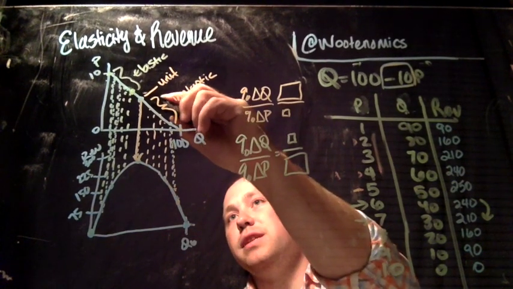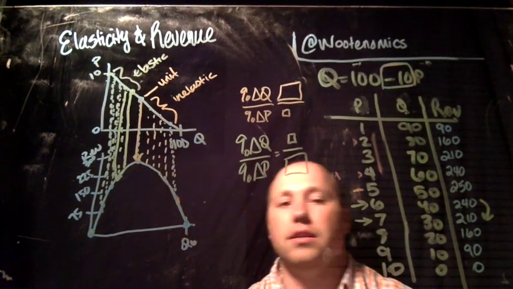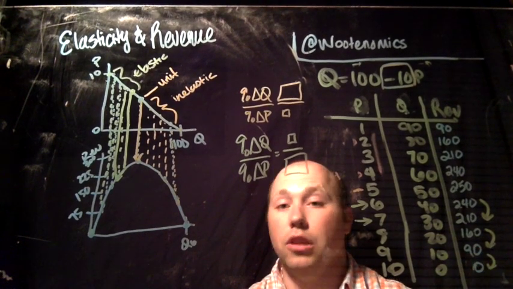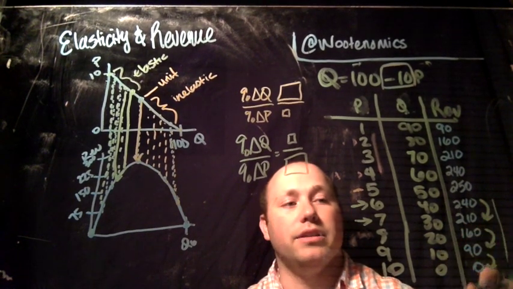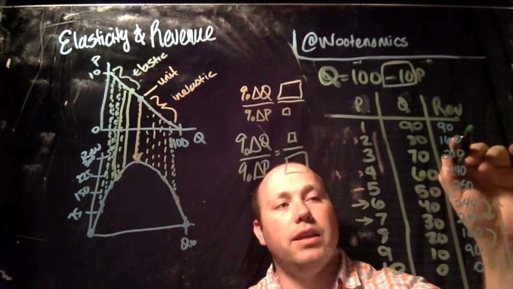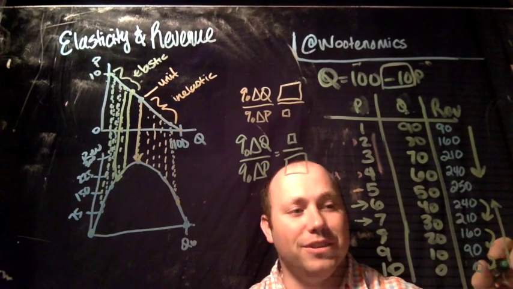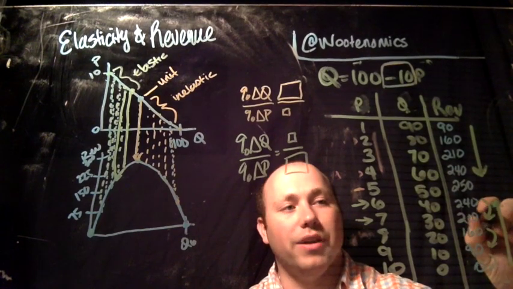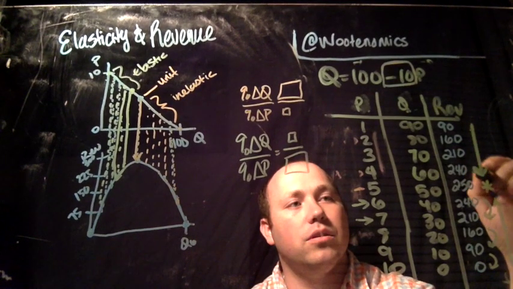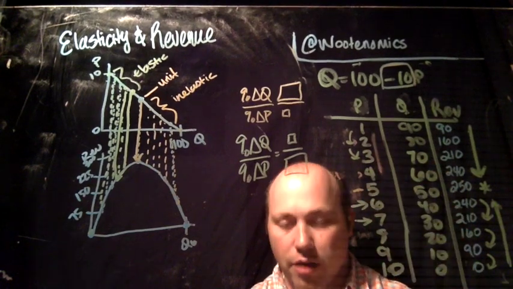So we can see going from 6 to 7 results in a decrease in revenue. As I continue to raise my price, I keep losing money. So when we're in the elastic region, it benefits us to lower our price, moving towards the unit elastic point. In the inelastic region, we want to raise our price. We want to go from 1 to 2 to 3 and try to get a higher price.